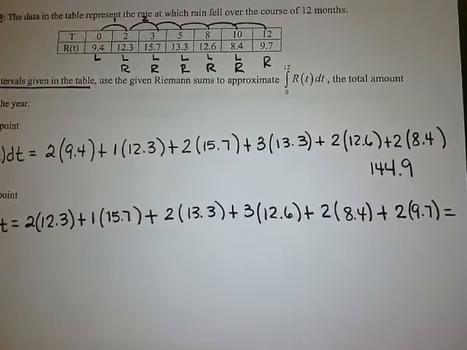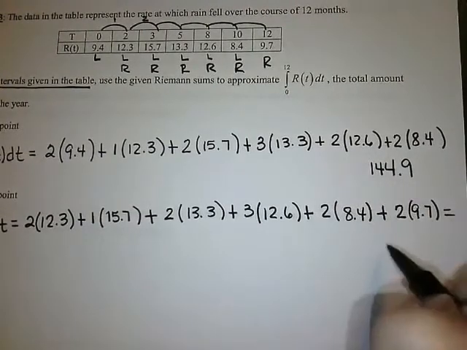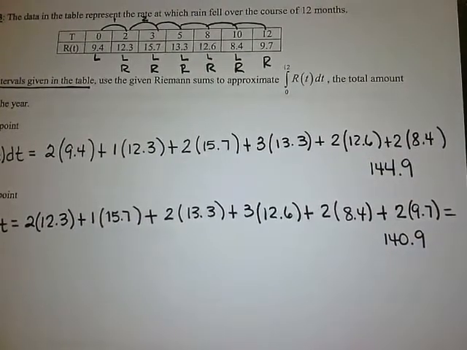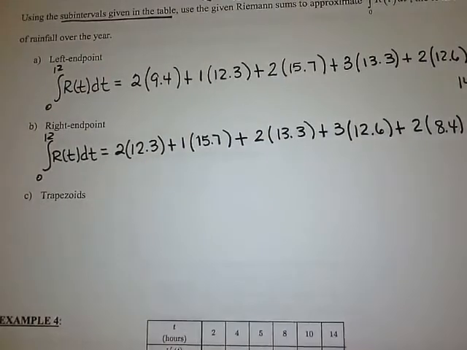All right, so again, putting it in the calculator, I'm going to multiply it all together, add it together, and I'm going to end up with 140.9 as my area. Okay. All right, so last one is the trapezoid.